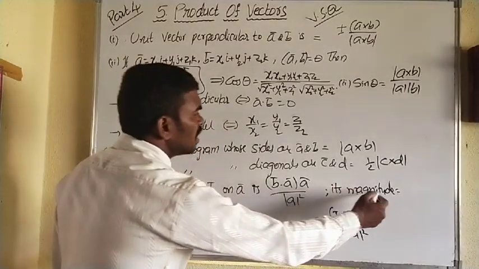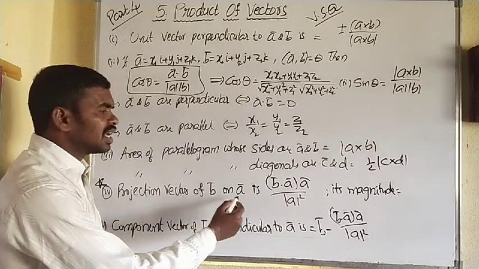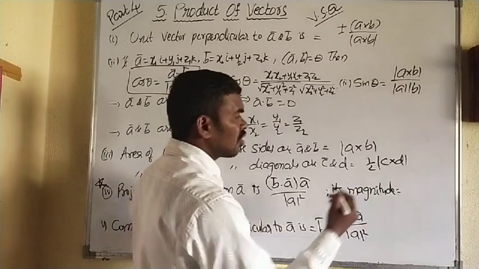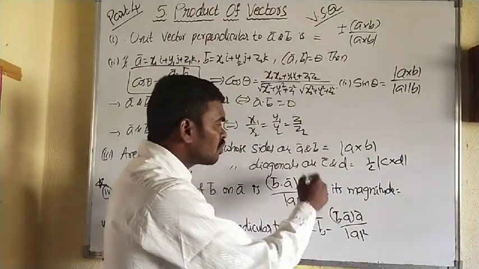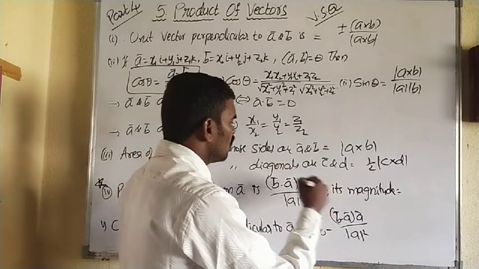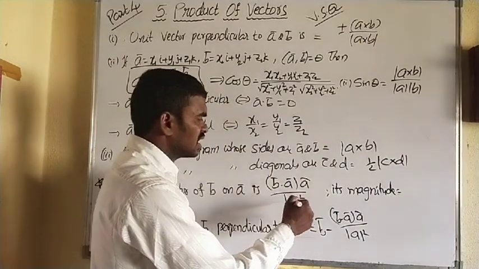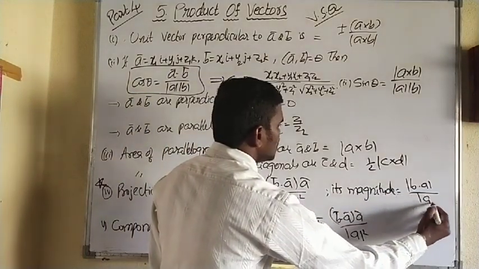And one more is remaining, the magnitude. What is the magnitude? The length of the projection vector of B on A is simply called the magnitude. To get the magnitude, take the modulus. If you take the modulus, we get modulus of B dot A, modulus A, by modulus A square. Modulus A and modulus square cancel, so simply we get modulus B dot A by modulus A.